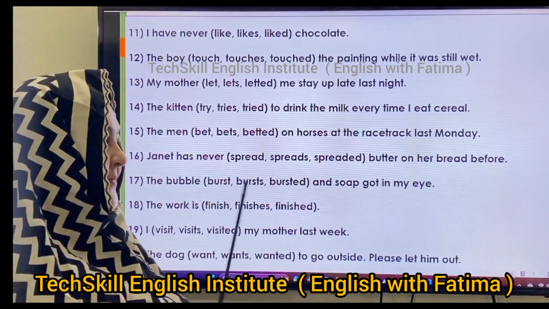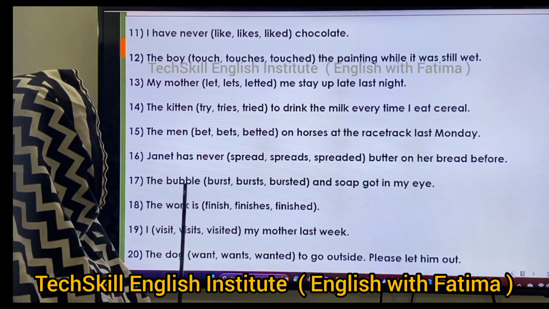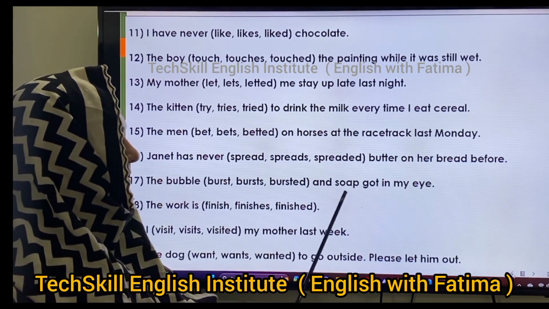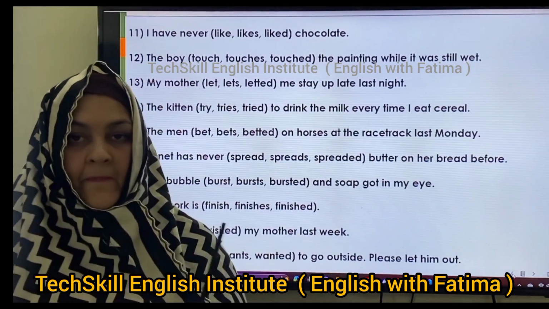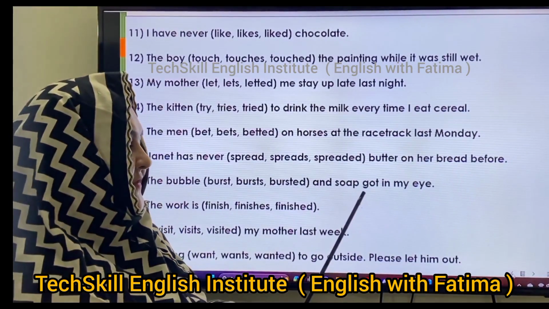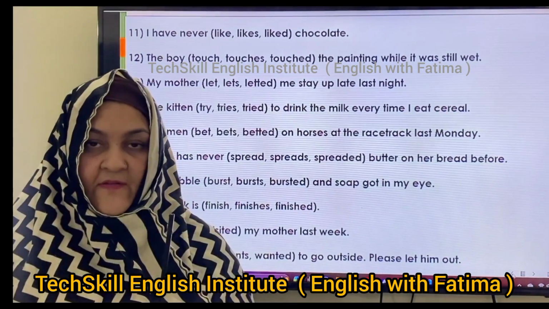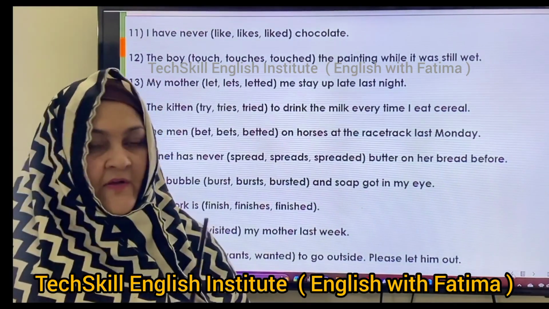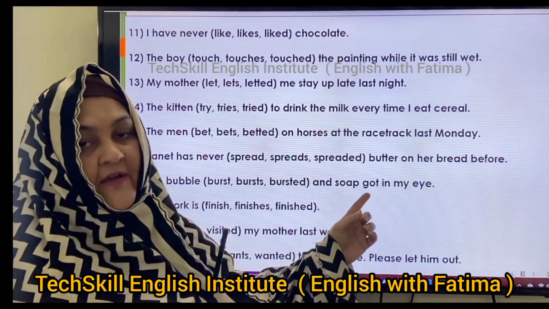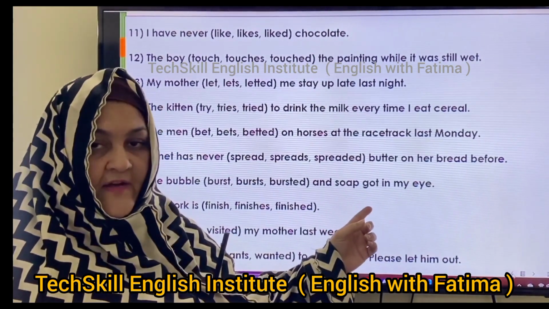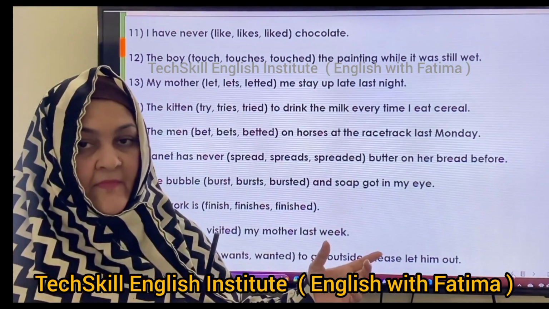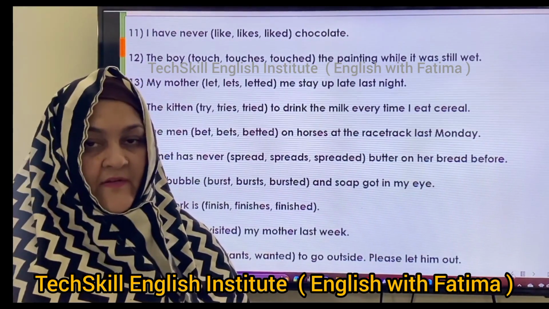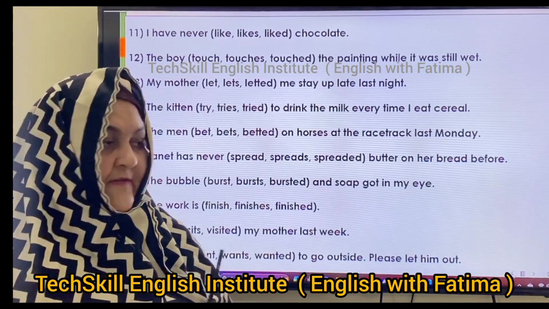Okay, come to the next example. The bubble bursted, and soap got in my eye. Okay, so got shows that it is the past tense. This is also the past form of get. Okay, so it means that this is also an irregular form of the verb, because get does not take the ed form. It takes got in all aspects of the past tense.